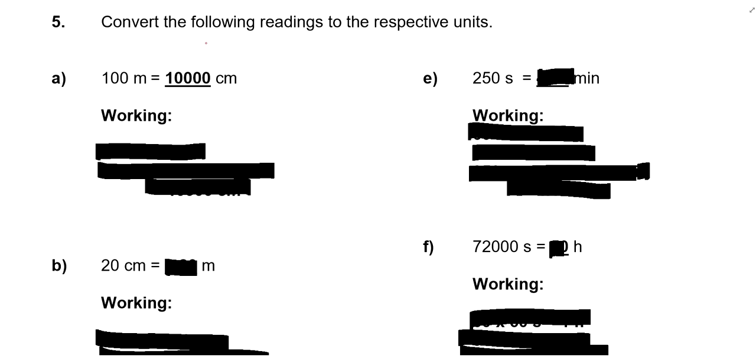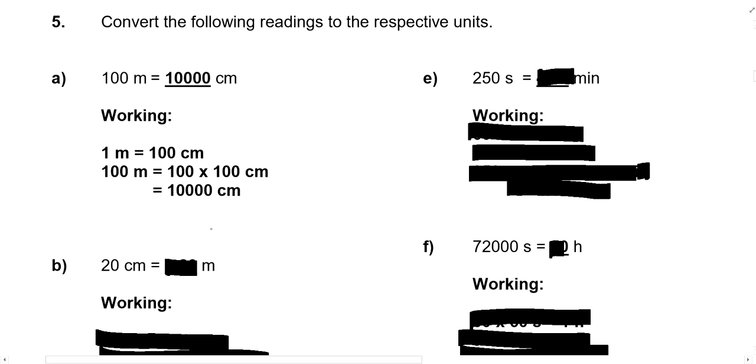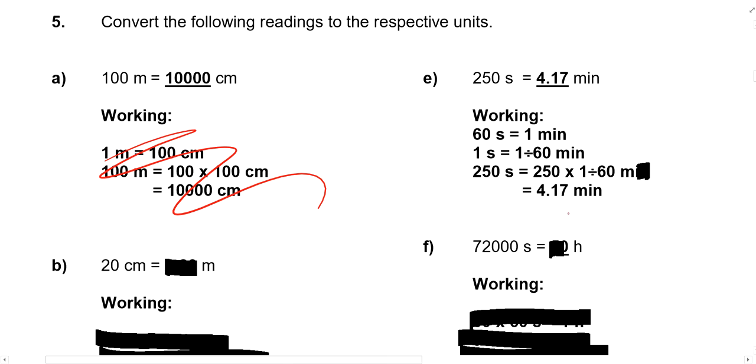100 meters is actually 10,000 centimeters. Okay, what does the working look like? Doesn't have to be so long. In fact, for this question, we don't really need working also, because it's just straightforward. 250 seconds in minutes will be approximately 4.17 minutes. No, I said before, physics, no fraction. 3SF. Now that you have learned SF, I can use the word already. You have to leave it in 3SF.